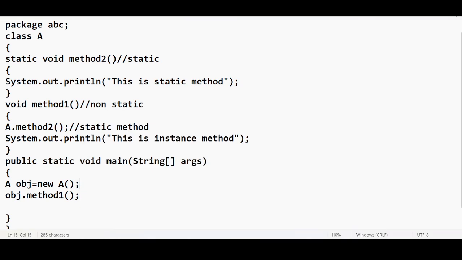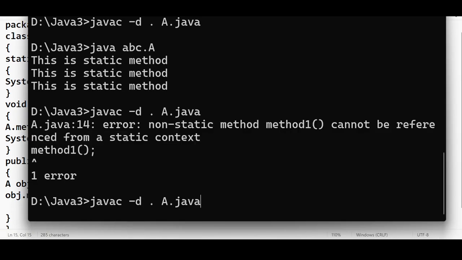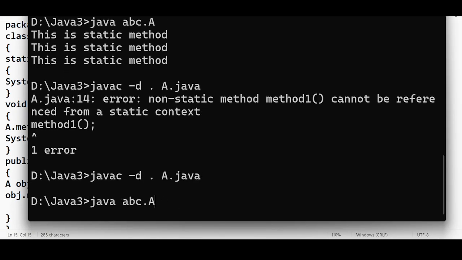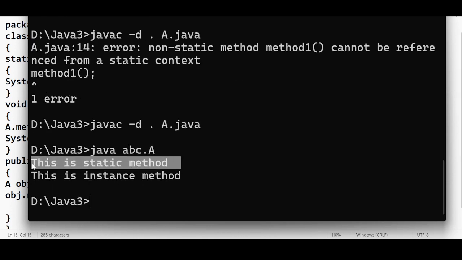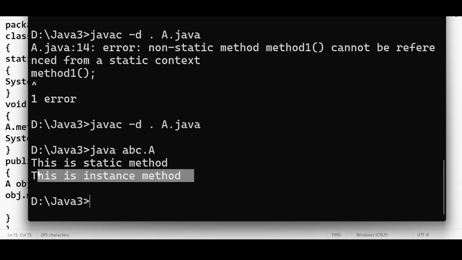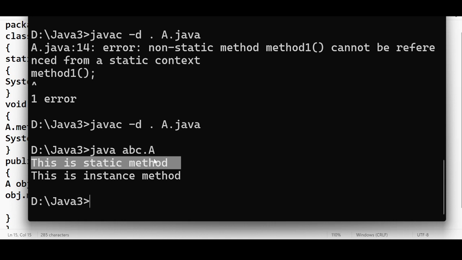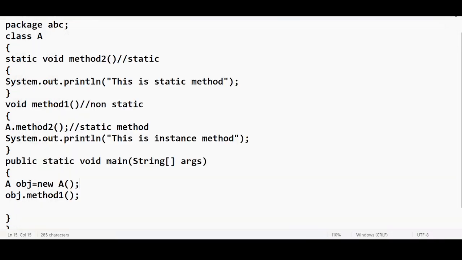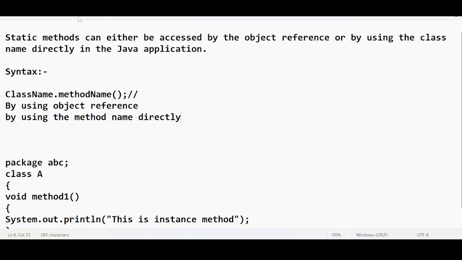Okay, let me run this. This is a static method, this is an instance method. So the conclusion is we can call the static method inside an instance method. Let me write that here.